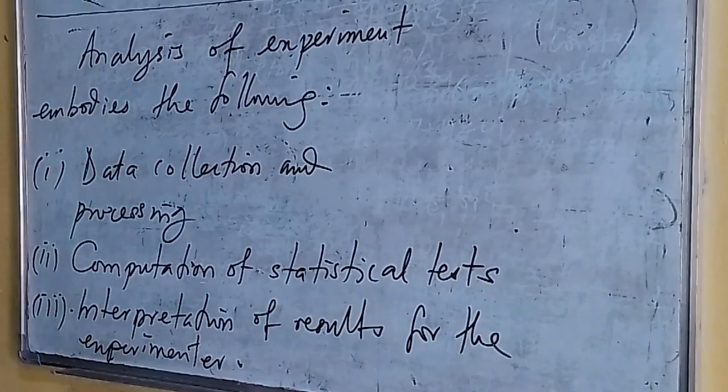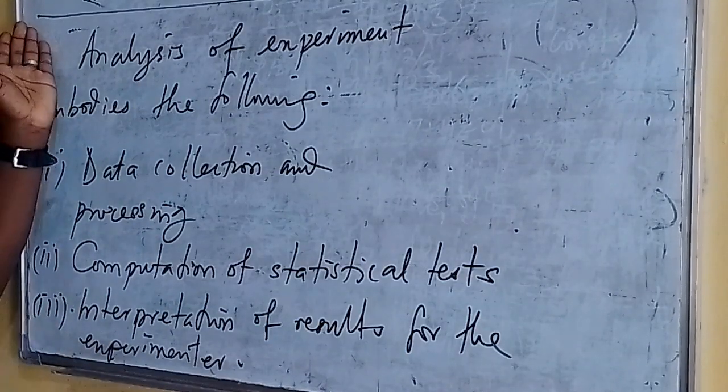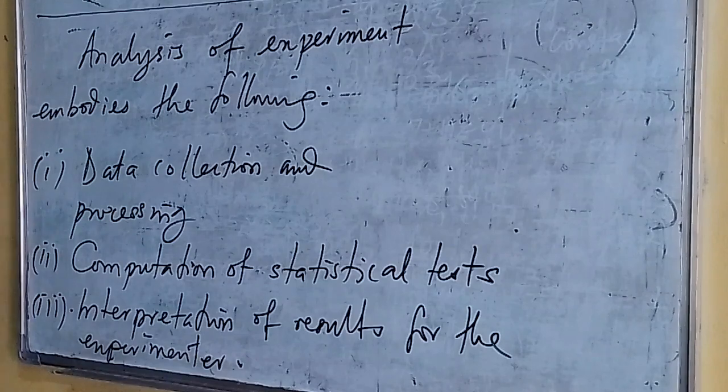So these are the 3 major items that embody what we call analysis of experiment. So to analyze an experiment embodies data collection and processing. To analyze an experiment embodies computation of statistical tests such as t-test, ANOVA, chi-square, all types of statistical tests that may be required in your analysis. And then to analyze an experiment implies interpretation of results for the experimenter. Is there any question?